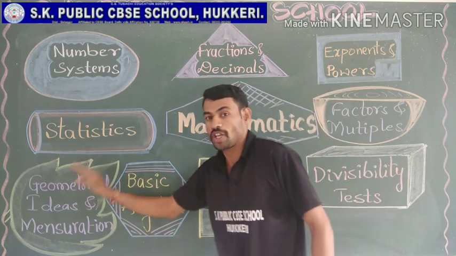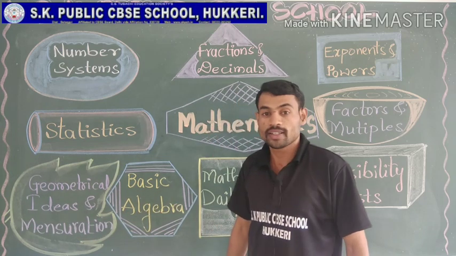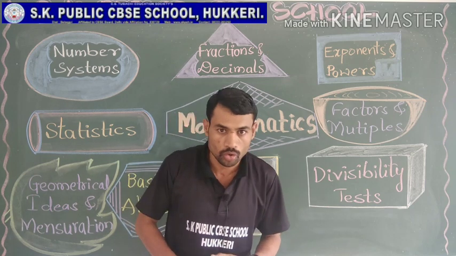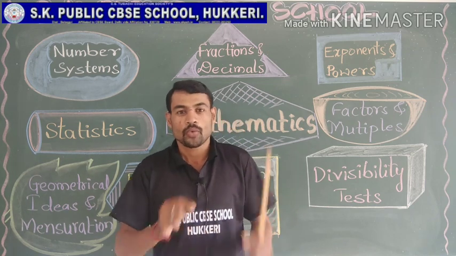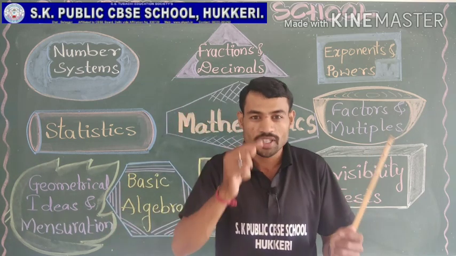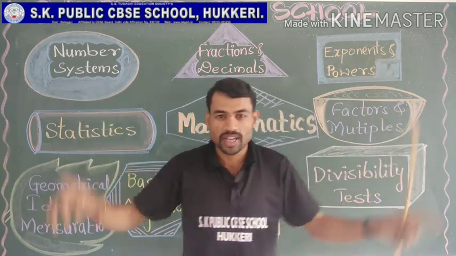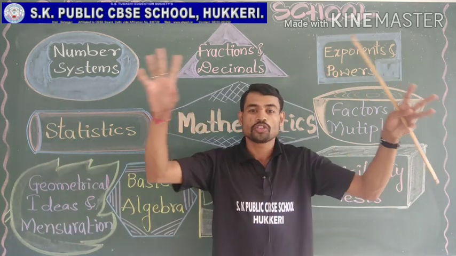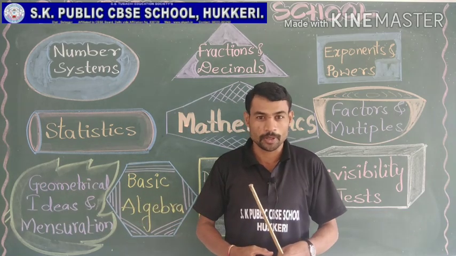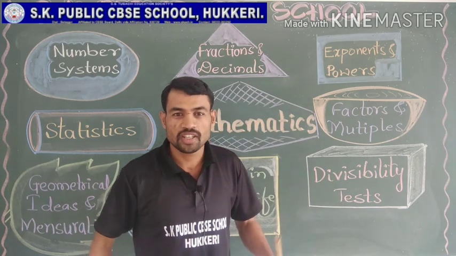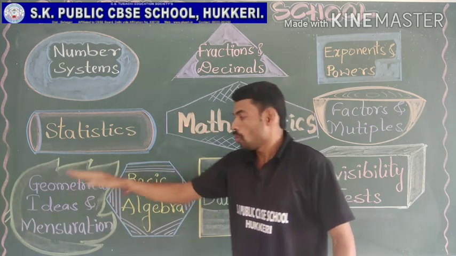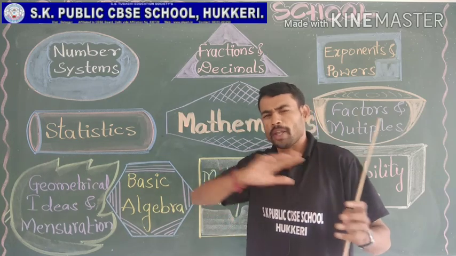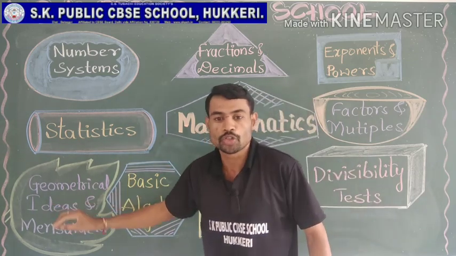Clear? Next, the next chapter is very important, that is geometrical ideas and mensuration. Geometrical ideas means what? We have studied what is a point, what is a line, what is a line segment, what is a circle, what is a triangle, what is a rectangle, what is a pentagon, what is a regular hexagon. These are all geometrical ideas we have studied. What are parallel lines? What are intersecting lines? What is the area of the circle? What is the perimeter of the circle? This is the circumference of the circle, you should know. Clear? So many things we have to study related to geometry.